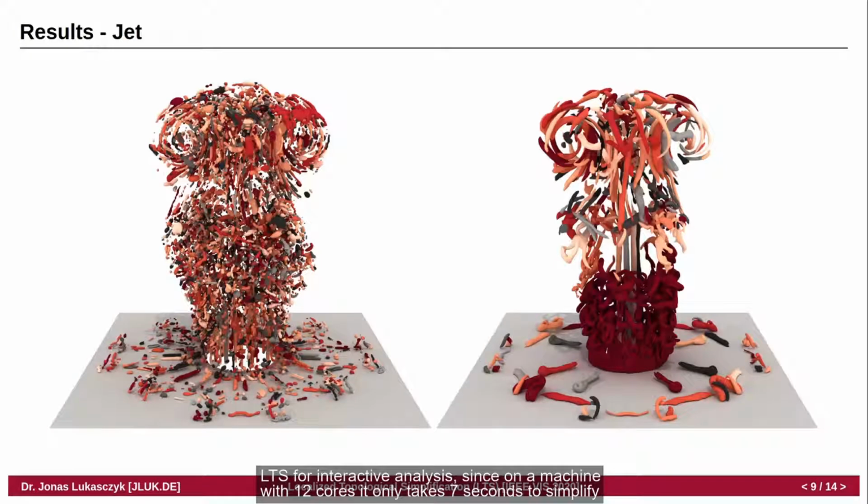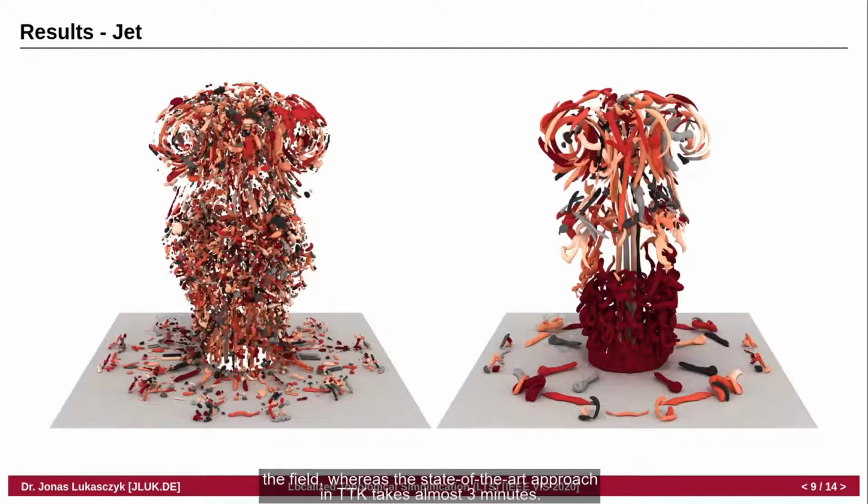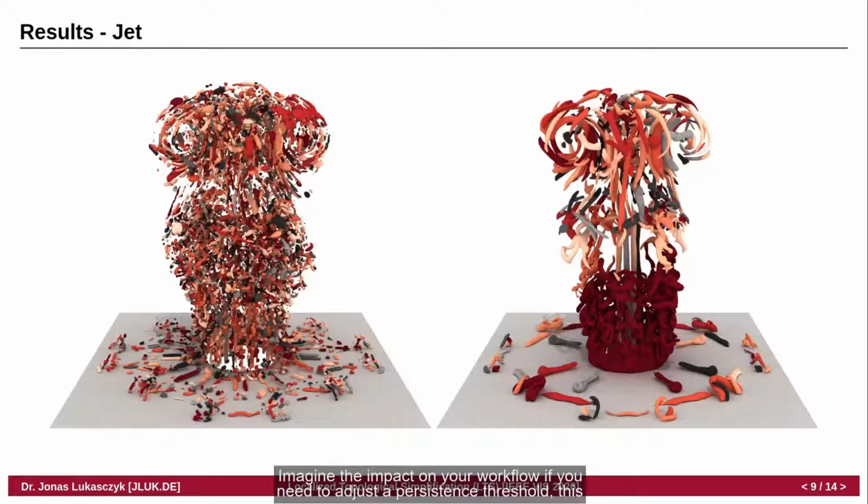analysis, since on a machine with 12 cores it only takes 7 seconds to simplify the field, whereas the state-of-the-art approach in TTK takes almost 3 minutes. Imagine the impact on your workflow if you need to adjust the persistence threshold. This is where LTS really shines.